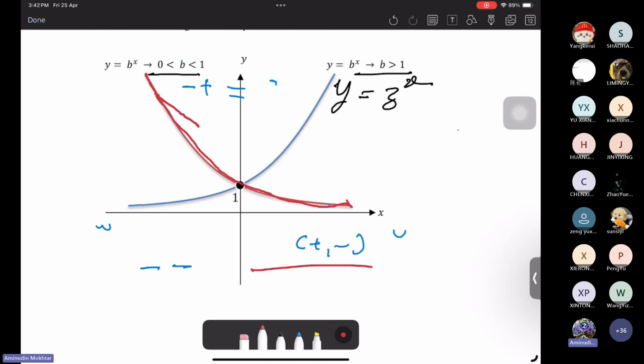When the value of x is positive and so on, the graph might have a negative slope, but it depends on the value of b. For example, maybe it's 0.5 to the power of x. So we have these two graphs for the exponential function.